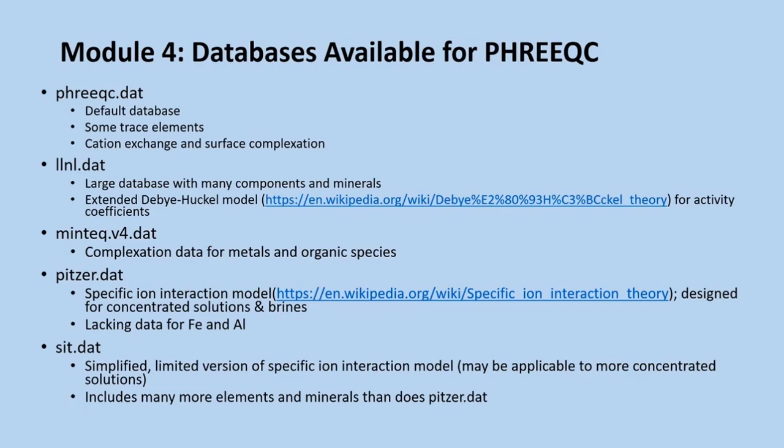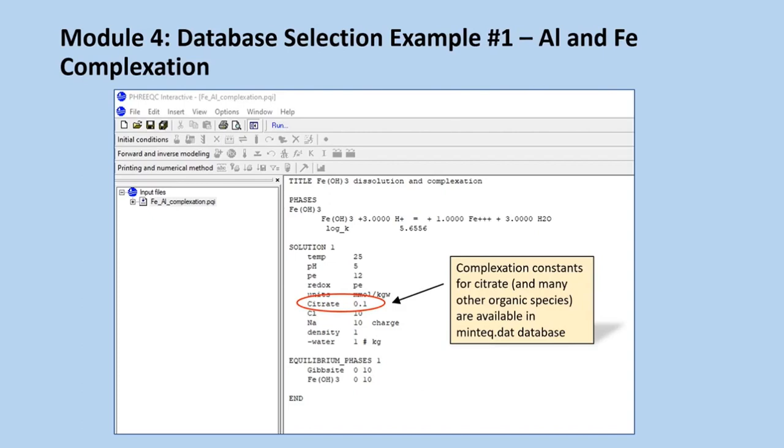And finally, the SIT.dat database. This is based on a simplified, limited version of the specific ion interaction model. So it may be applicable to more concentrated solutions in some situations. It includes many more elements and minerals than does the Pitzer database. So let's briefly touch on a couple of examples that illustrate the impacts of selecting different databases for your models.